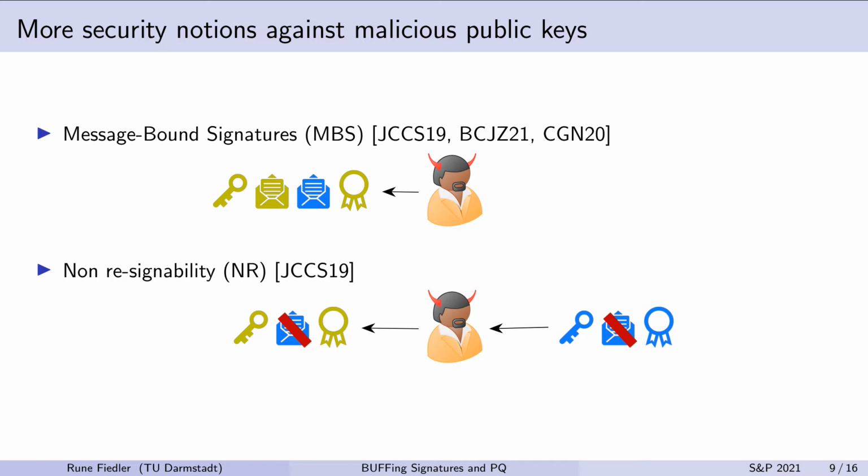The first one is called message-bound signatures, which deals with whether a signature is bound to a message. So an attacker against message-bound signatures has to output a public key, two messages, and a signature, such that the signature verifies either message under this public key. And the third notion is called non-resignability. Here we once more start with an honestly generated public key, some message, and an honestly generated signature on this message. The attacker will then get the key and the signature, but not the message. And the attacker is required to output a new public key and a signature, such that the signature verifies the message, which the attacker does not know, under the new public key.